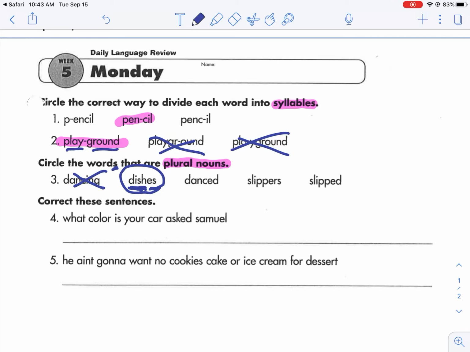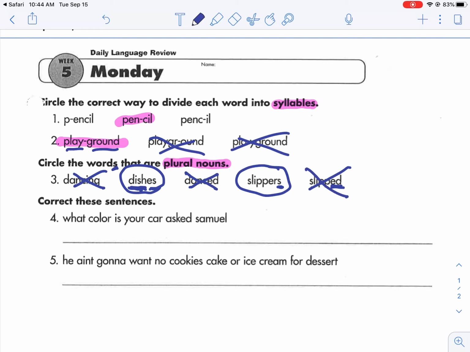The next one, danced. That is not a noun, that is a verb in the past tense. The next one, slippers. Oh, that is indeed a plural noun. If you do not know the word slipper, you should look it up. Slippers are shoes that you wear in your house, especially in the winter time, and they keep your feet warm. And the last word, slipped, well, that's a verb in the past tense. It means to fall if it's slippery like the ice, so that is not a right answer.